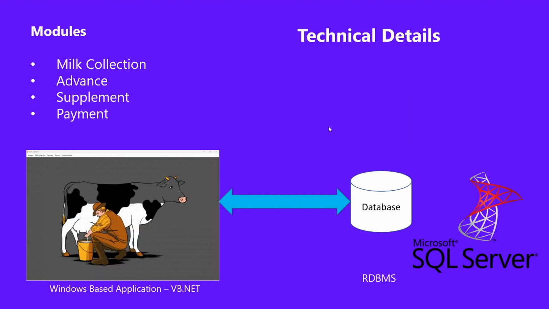Next are modules and technical details. First of all, we will see the modules. Milk collection: when a farmer visits the milk collection center, he gives us some milk, like cow milk or buffalo milk or both. Based on that, the system checks the quality of the milk, checking fat and SNF, and based on that the rate is calculated. And based on the quantity, like 2 liters or 4 liters, or in decimals like 5.7 liters, correct.